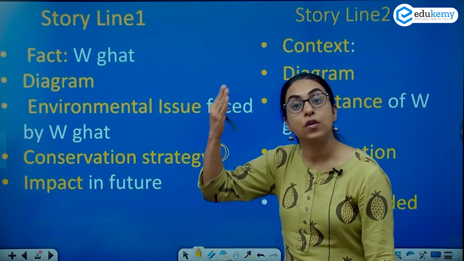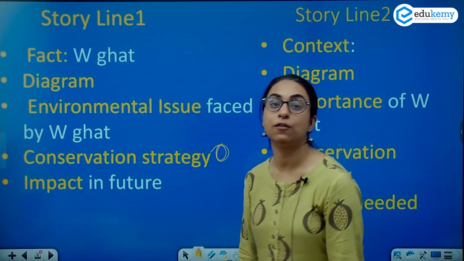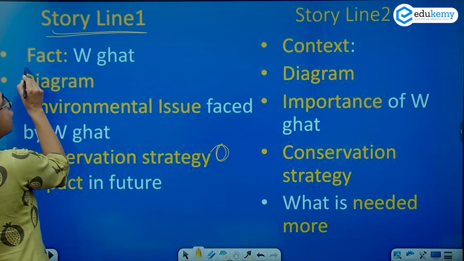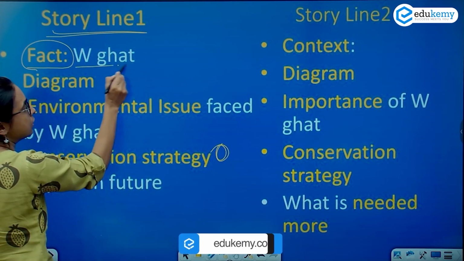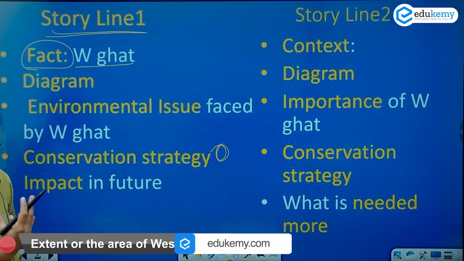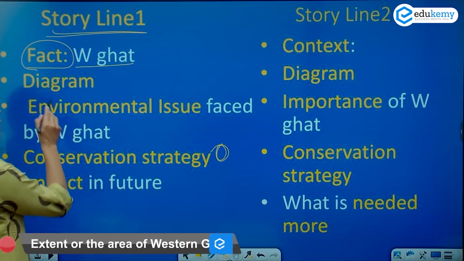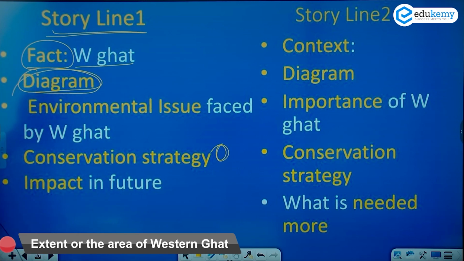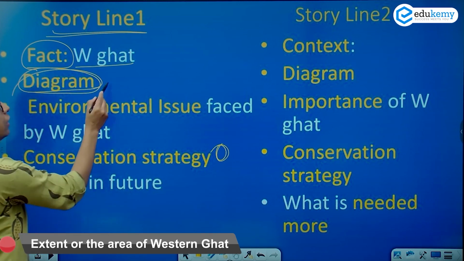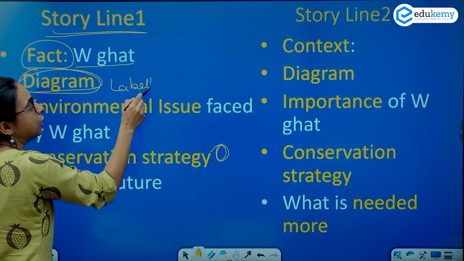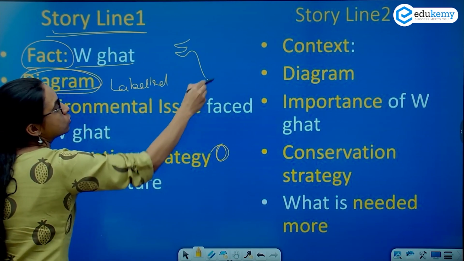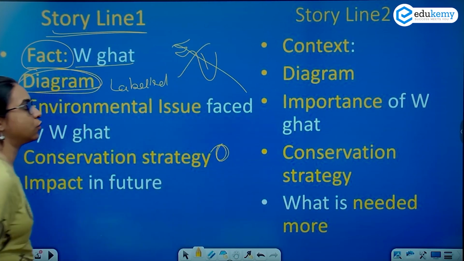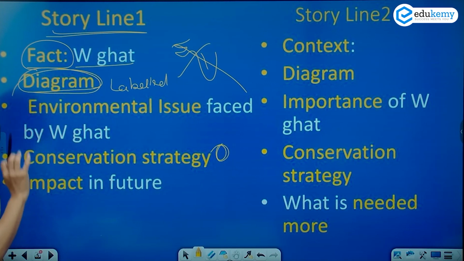So how do you make the answer in a particular flow? This is one type of storyline: you can start with a fact. Any fact about the Western Ghat, the extent, the area, the type of biodiversity it has. Then you can draw a diagram of the Western Ghat and some important regions. Try to have a labeled diagram. Do not simply draw it and say this is the Western Ghat; such a diagram is not adding value to my answer. So you started with a fact, then you drew a well-labeled diagram.